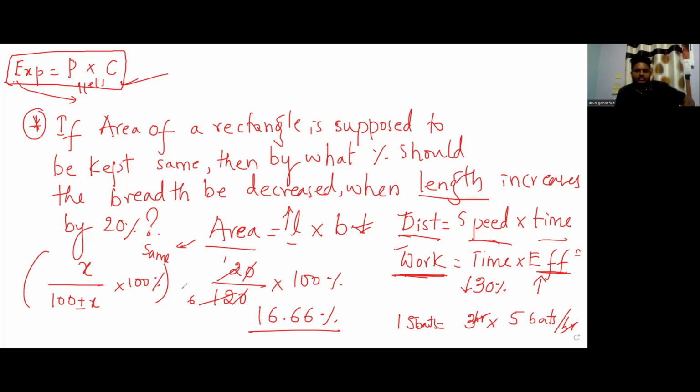We'll use the minus sign, yes, because the given quantity is decreasing. So it will be 30 by 70 into 100%. The zeros will get cancelled, so it will be 3 by 7.